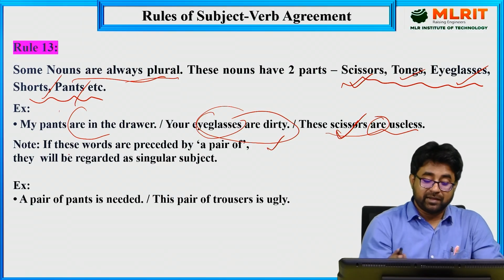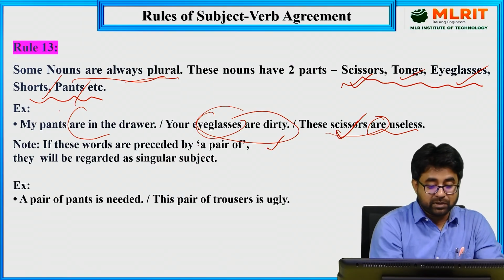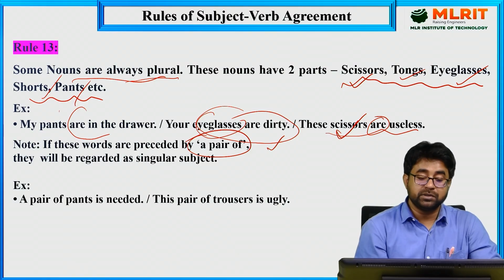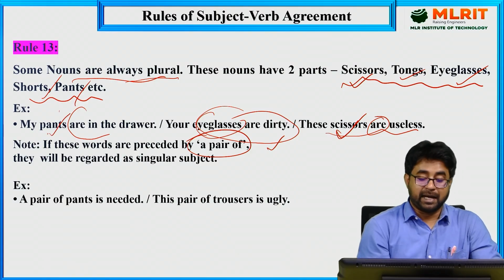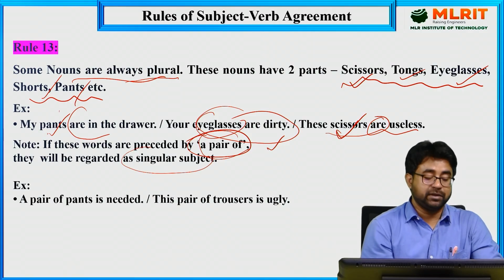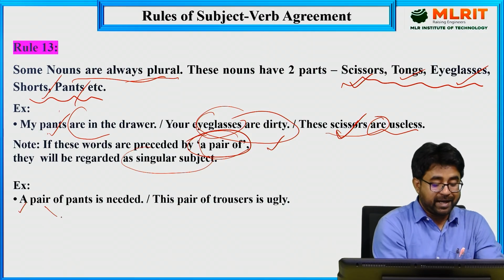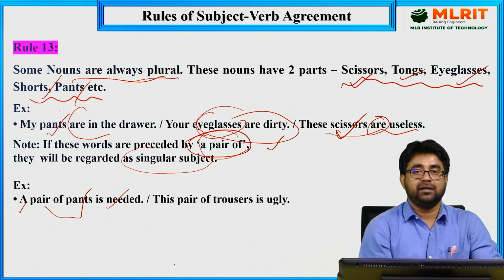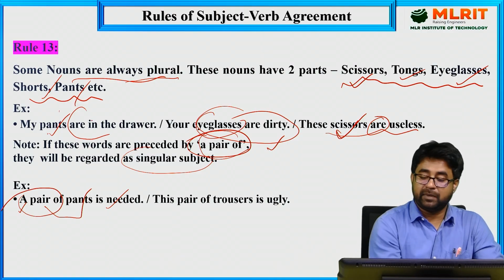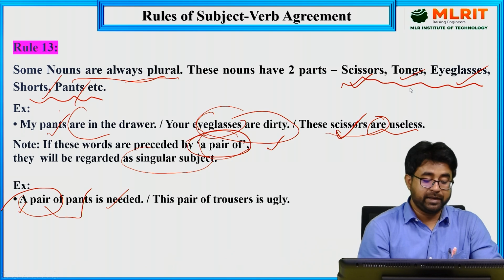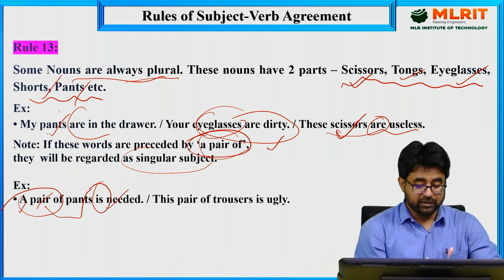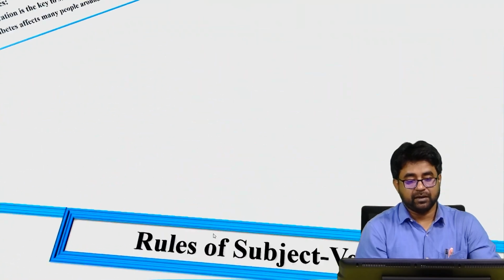Now, one important thing you have to remember: if these words are preceded by a pair of. Sometimes we might not use the word pants individually, we might use a pair of. In that case, they would be regarded as a singular subject. You can see here, a pair of pants is needed. So if they're preceded by the words a pair of, the same nouns which were otherwise plural will become what? Singular. Hence, they will take a singular verb. Right? Now let's see the next rule.